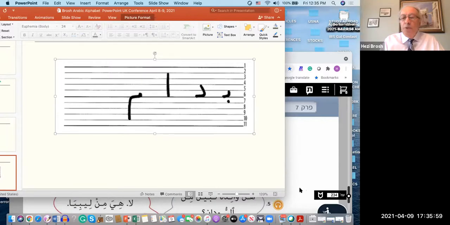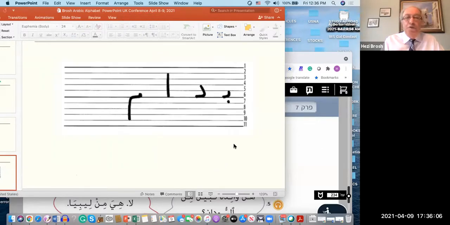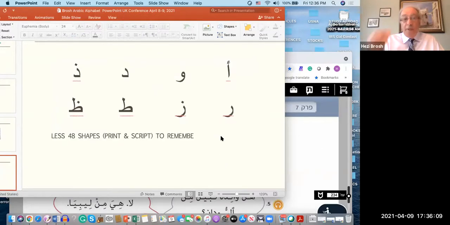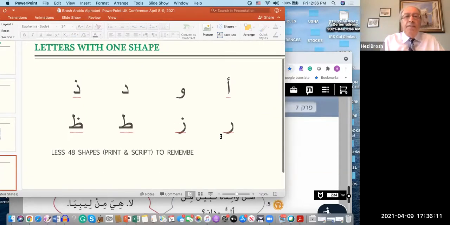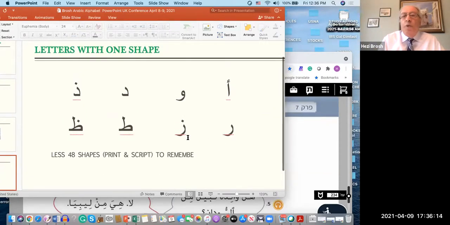So I just want to show you, for example, I don't believe that I need 4 forms for each letter. These are letters that have only one shape, one form. Why present dal with 4 forms? Why pa with 4 forms? By doing this, I save 48 shapes for the students to remember, print and script. 1 form, 1 form.